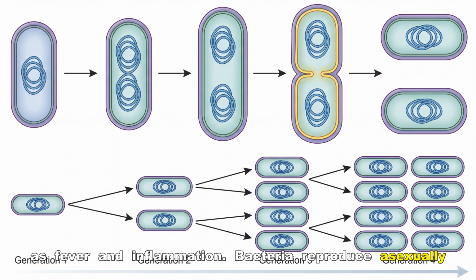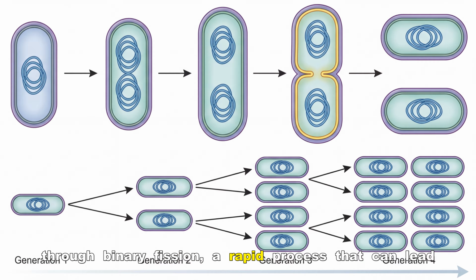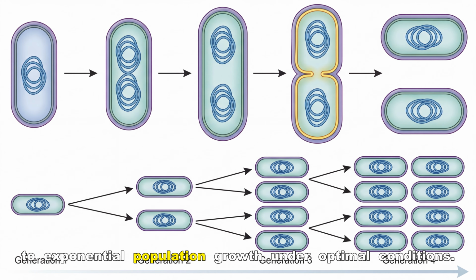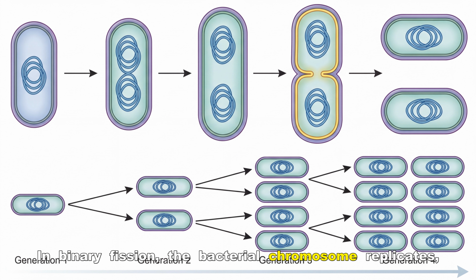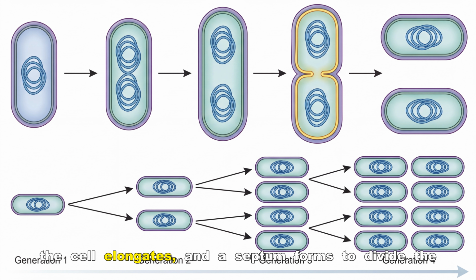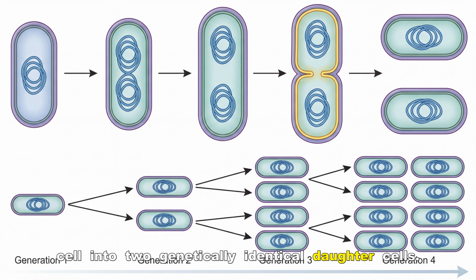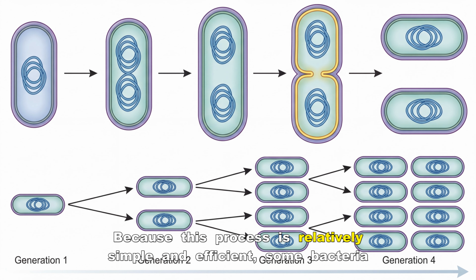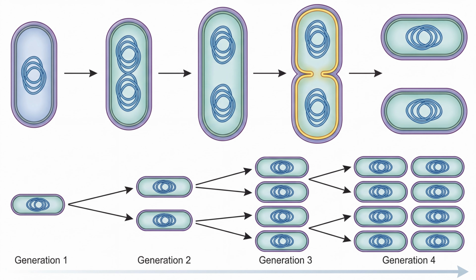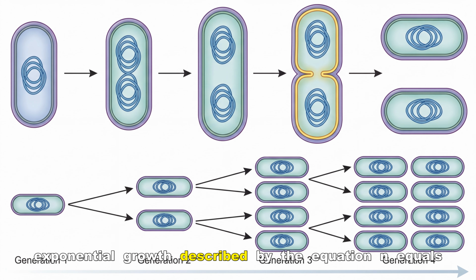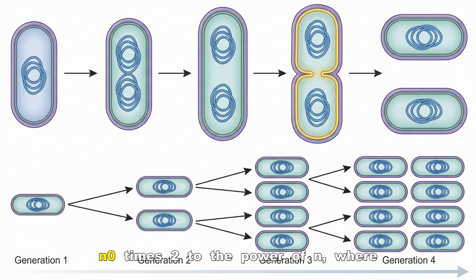Bacteria reproduce asexually through binary fission, a rapid process that can lead to exponential population growth under optimal conditions. In binary fission, the bacterial chromosome replicates, the cell elongates, and a septum forms to divide the cell into two genetically identical daughter cells. Because this process is relatively simple and efficient, some bacteria can double in number every 20 minutes, which leads to exponential growth described by the equation N equals N0 times 2 to the power of n, where n is the number of generations.